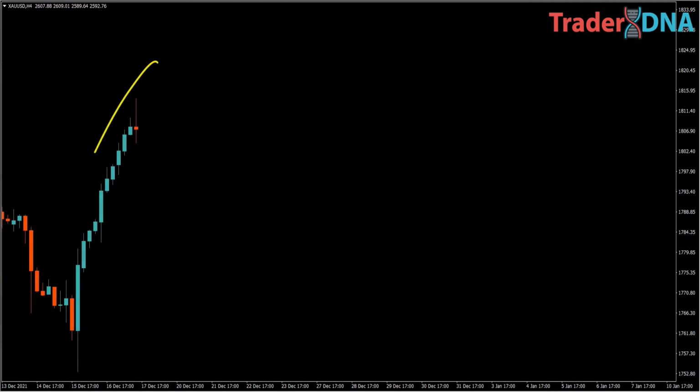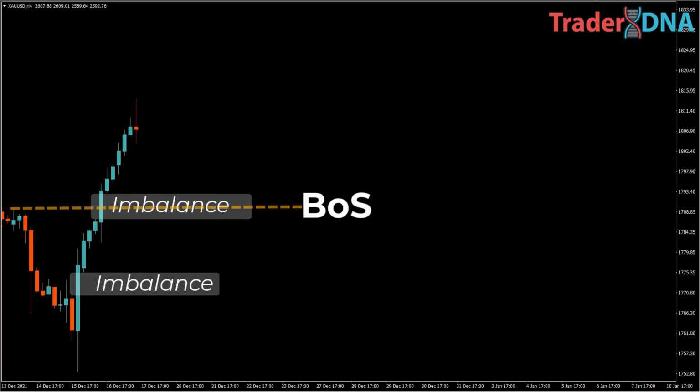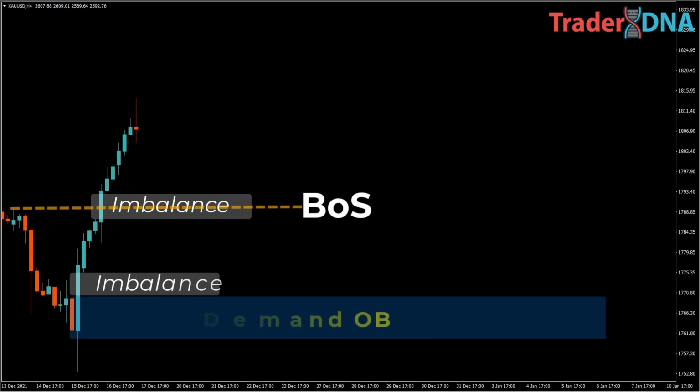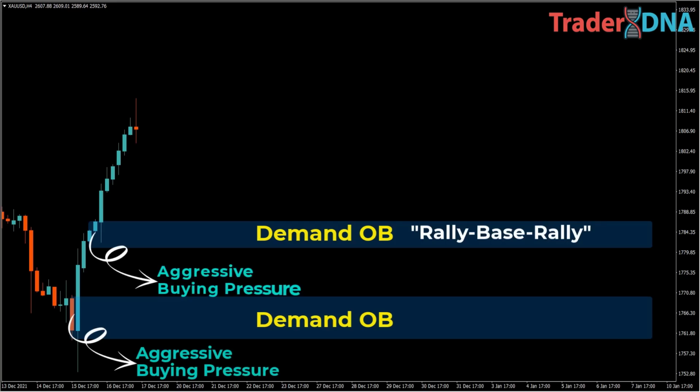Here we can clearly observe an impulsive movement, an area of imbalance, and a break of structure. This leads us to identify the last candle and the small green candle before the impulsive move as the order block area. Some traders may also refer to this as a rally base rally, but it's just a matter of terminology. What's important is that we recognize this zone as a point where there was significant buying pressure, causing the price to shoot upward and break through the structure.